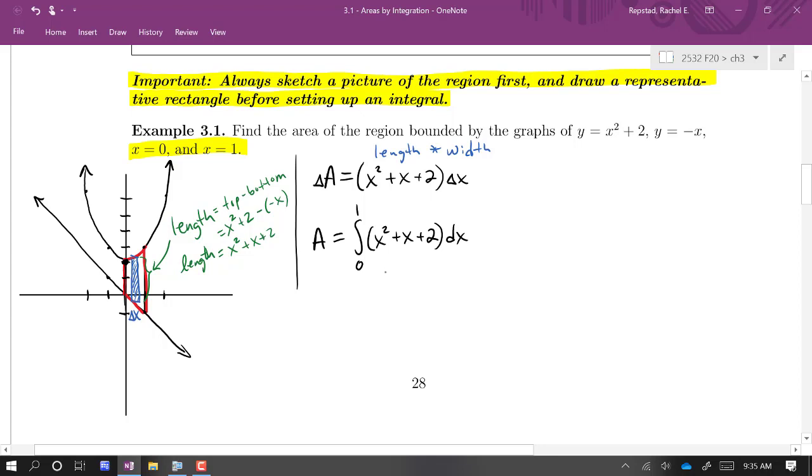It's a polynomial, so there's no u substitution needed. We're just going to use the power rule all the way through. So using the power rule, we get 1/3 x cubed plus 1/2 x squared plus 2x. And I'm bringing my limits over from 0 to 1. And you might recall that when we evaluate a definite integral, we plug in the upper limit first and then subtract what we get when we plug in the lower limit.